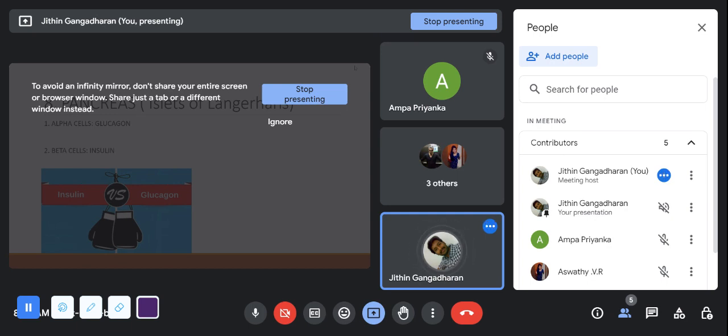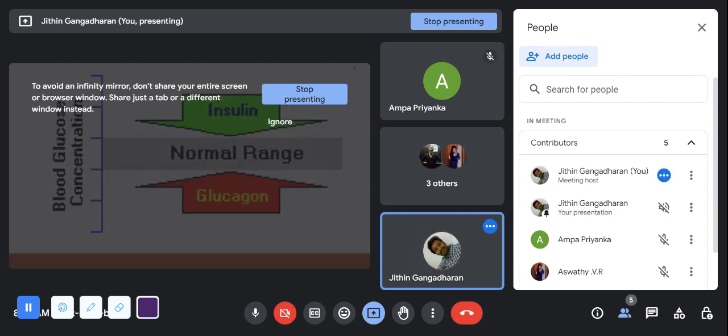And what is the function of insulin? It will decrease the blood sugar level. And what is the function of glucagon? It will increase the blood sugar level. This is how the normal range of glucose is maintained in the blood. The insulin will decrease the blood glucose level, whereas glucagon will increase it. So, if there is a deficiency of something, what will be the condition? If there is an excess, what will be the condition?